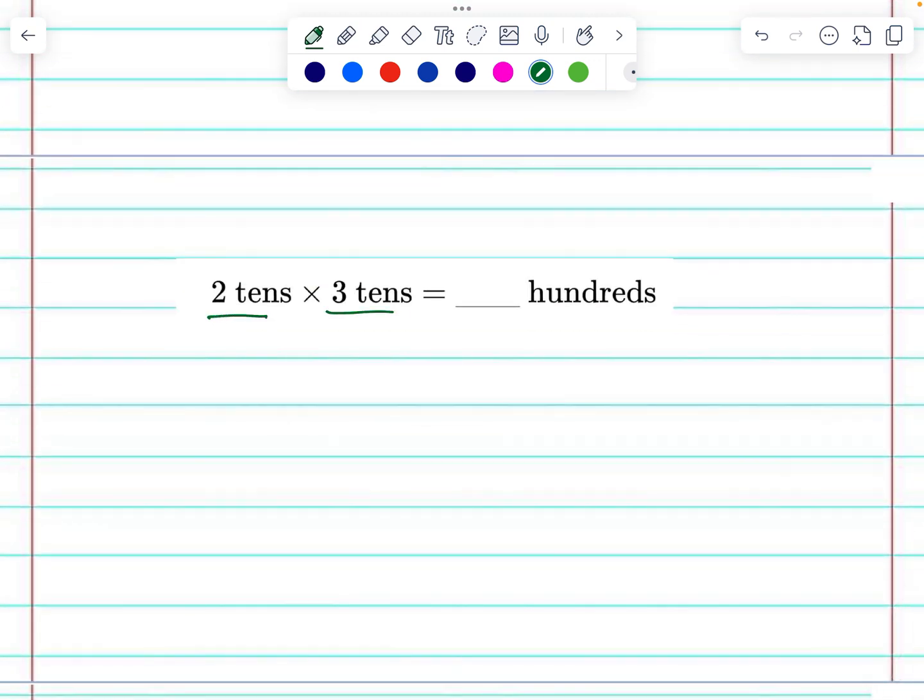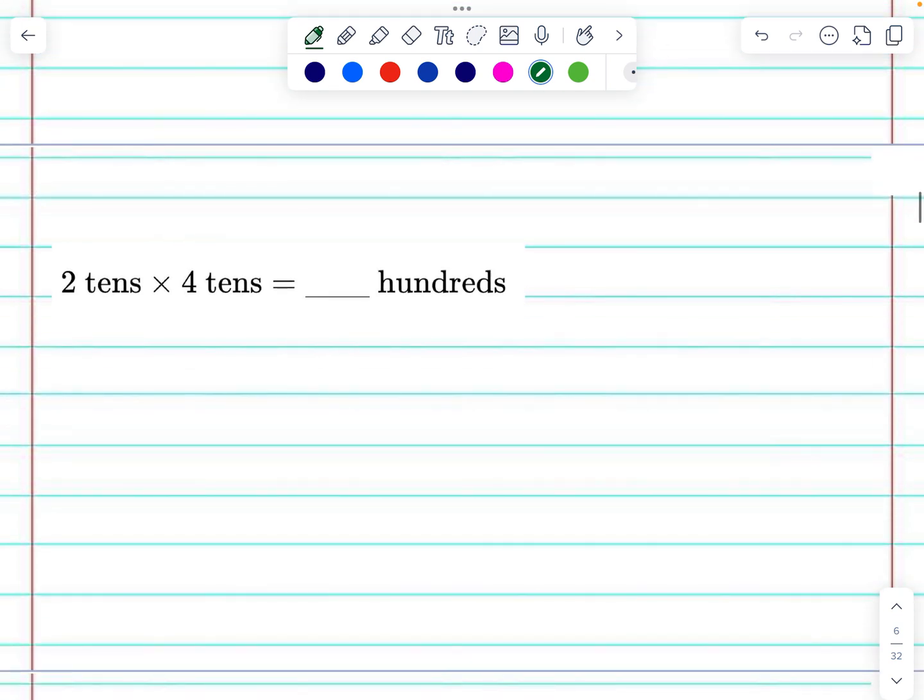2 tens times 3 tens is 6 hundreds. 20 times 30 is 600. 4 tens times 2 tens, 8 hundreds. 20 times 40 is 800.